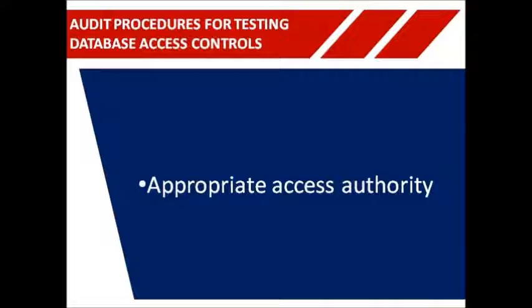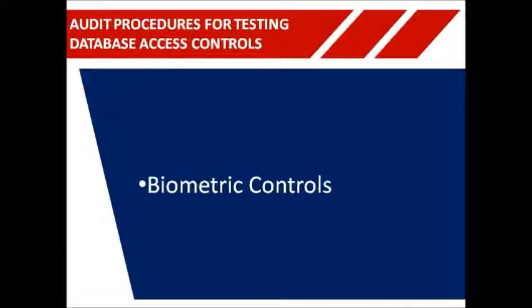Second, appropriate access authority. The auditor can select a sample of users and verify that their access privileges stored in the authority table are consistent with their job descriptions and organizational levels. Third, biometric controls. The auditor should evaluate the costs and benefits of the biometric controls. Generally, this would be most appropriate where highly sensitive data are accessed by a very limited number of users.